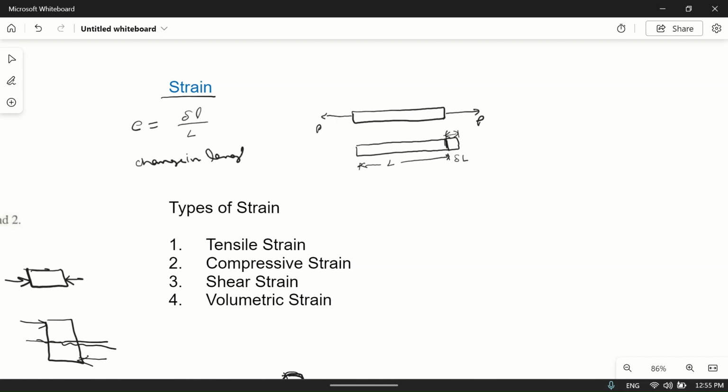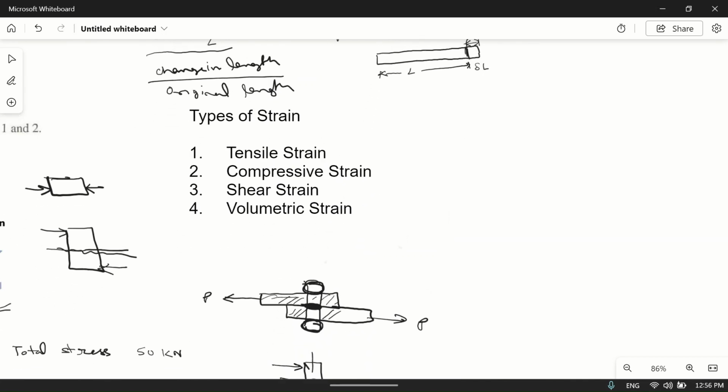divided by original length. It can be negative also, because suppose we are applying compressive forces, then it will try to contract. So in that case, it will become negative. But you have to be careful that this is only linear strain. We are considering only one direction, but strain can be of many types.